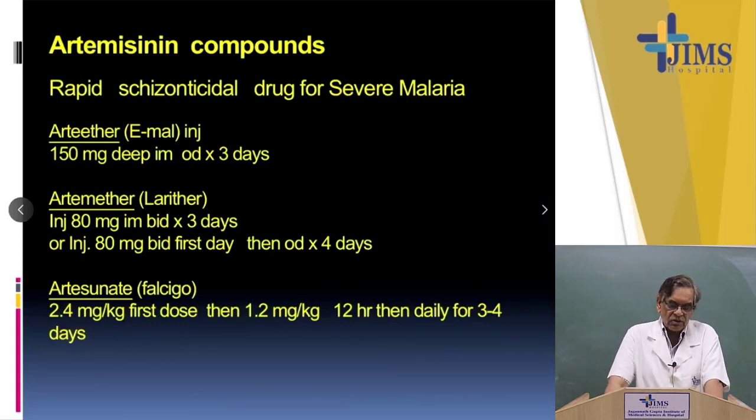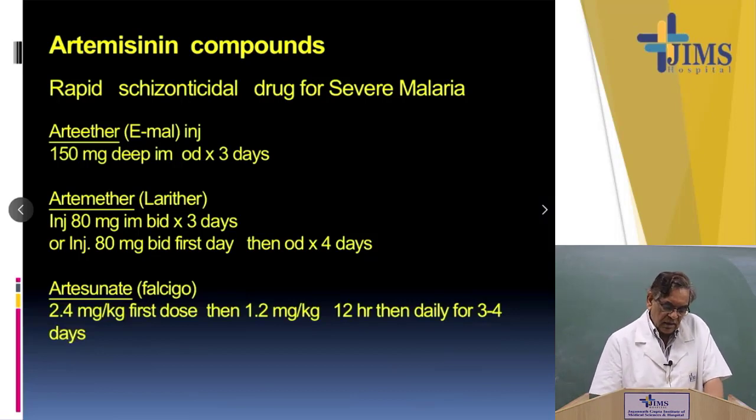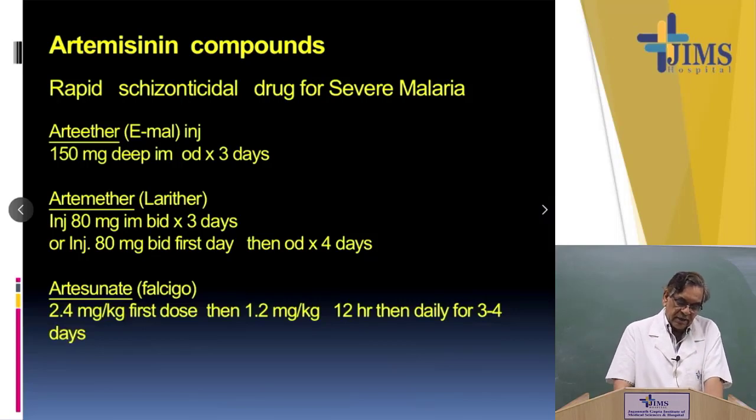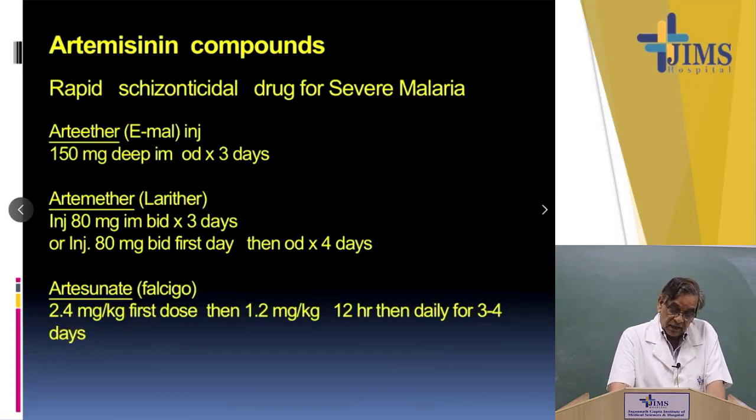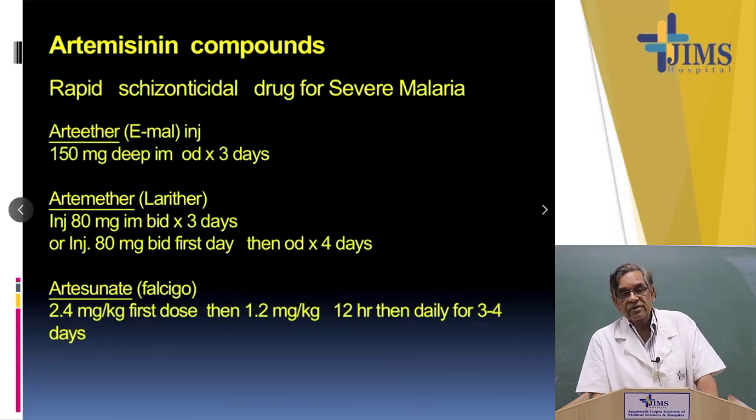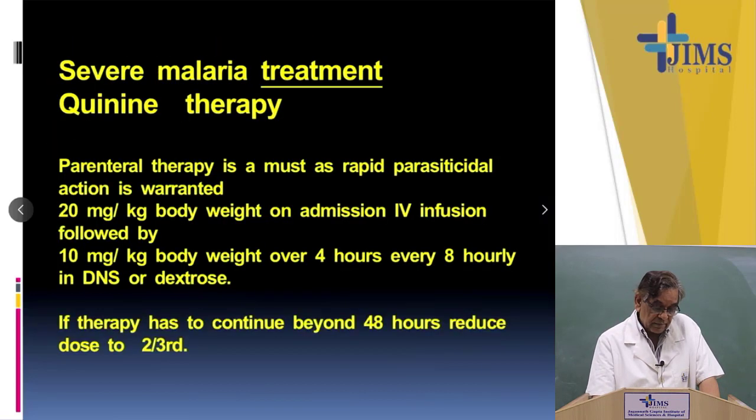Artemisinin compounds are rapid schizonticidal drugs for severe malaria. Arteether, trade name E-mal injection, 150 mg daily for 3 days, deep IM. Artemether is 180 milligrams IM BD, that is twice daily for 3 days. Or artesunate, 2.4 milligram per kg first dose, then 1.2 milligram per kg body weight, 12 hourly, then daily for 3 to 4 days. These are the artemisinin compounds for treatment of severe falciparum malaria.